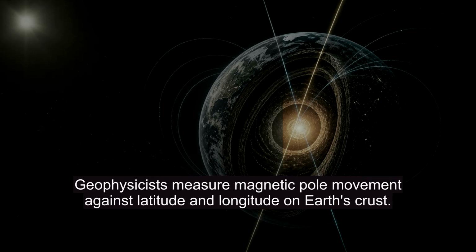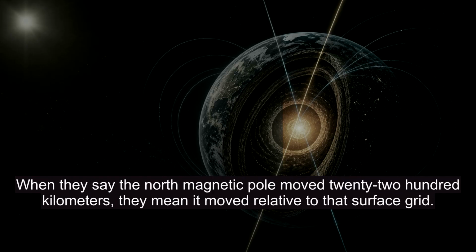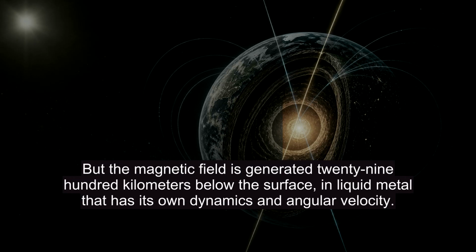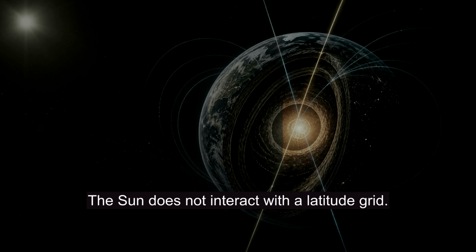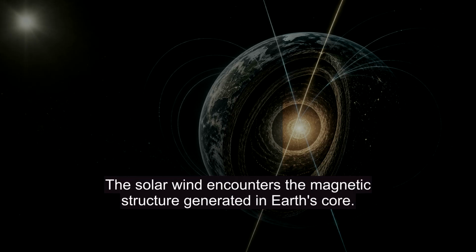Geophysicists measure magnetic pole movement against latitude and longitude on Earth's crust. When they say the north magnetic pole moved 2,200 kilometers, they mean it moved relative to that surface grid. But the magnetic field is generated 2,900 kilometers below the surface, in liquid metal that has its own dynamics and angular velocity. The sun does not interact with a latitude grid. The solar wind encounters the magnetic structure generated in Earth's core.